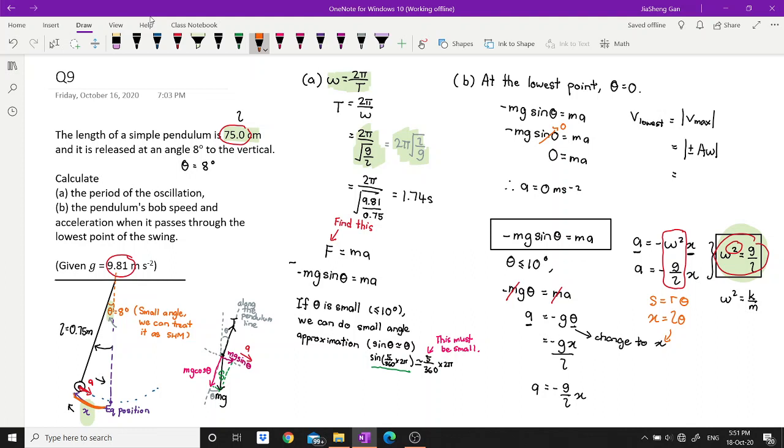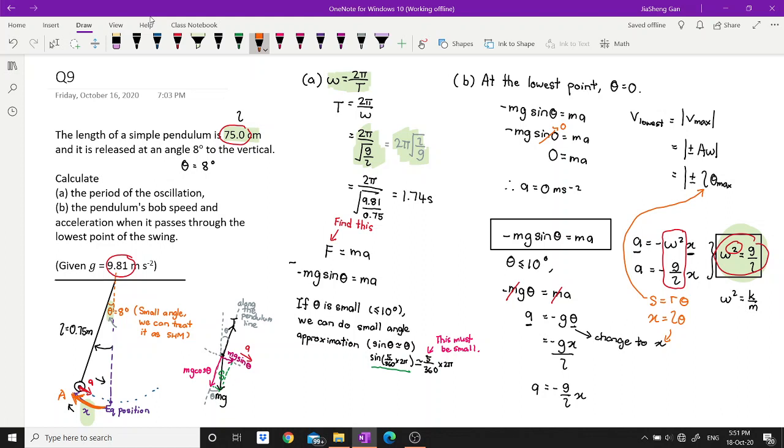See the diagram. This part here is just the amplitude. So how do you find amplitude? Amplitude is basically just L times theta when it's at maximum. Again, we are using this formula here, S equals r theta.